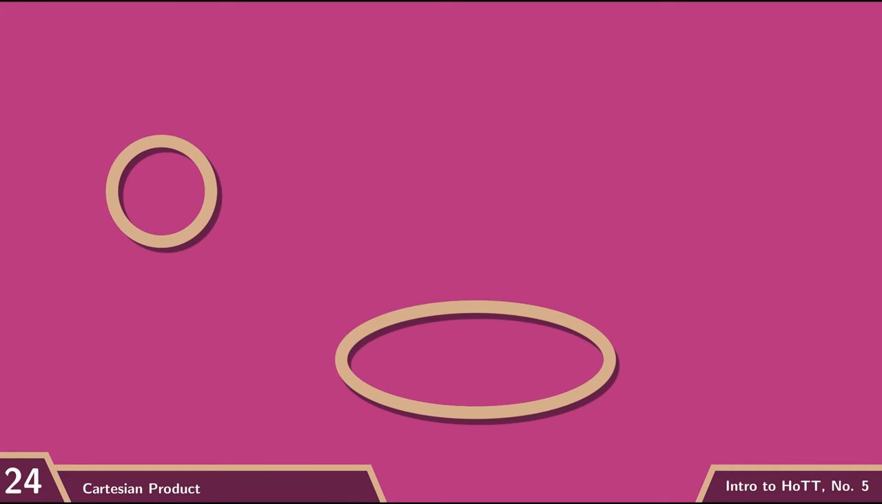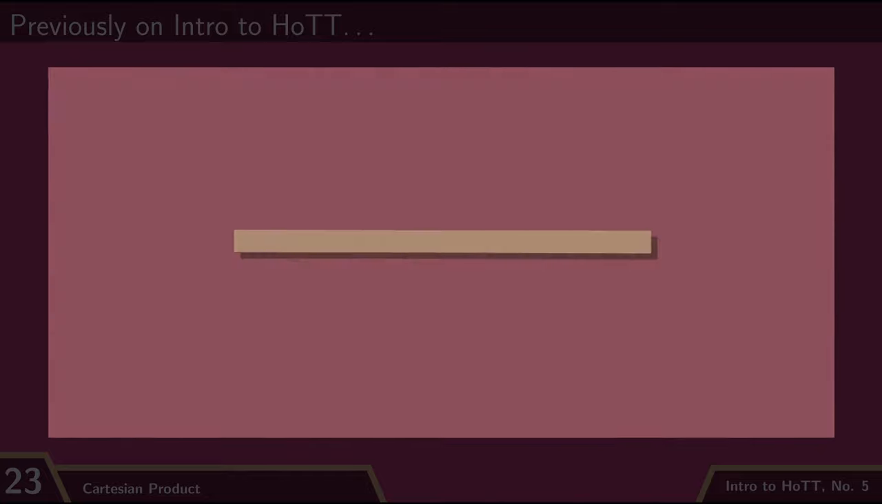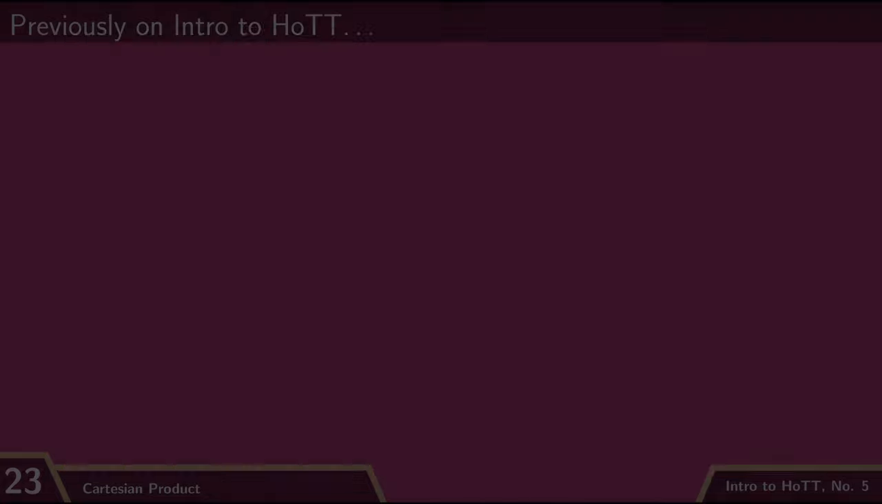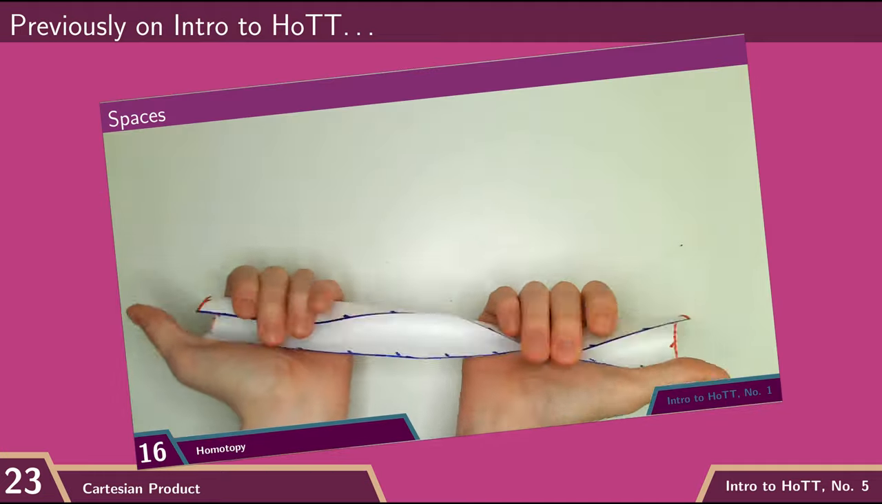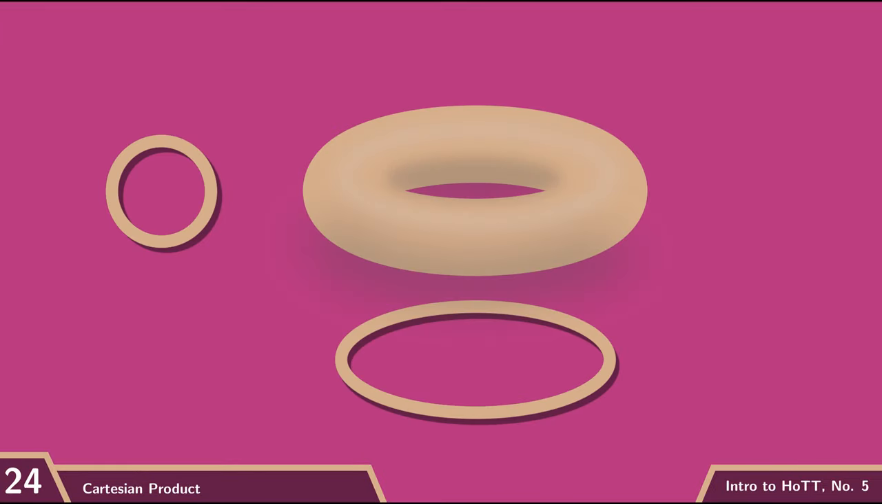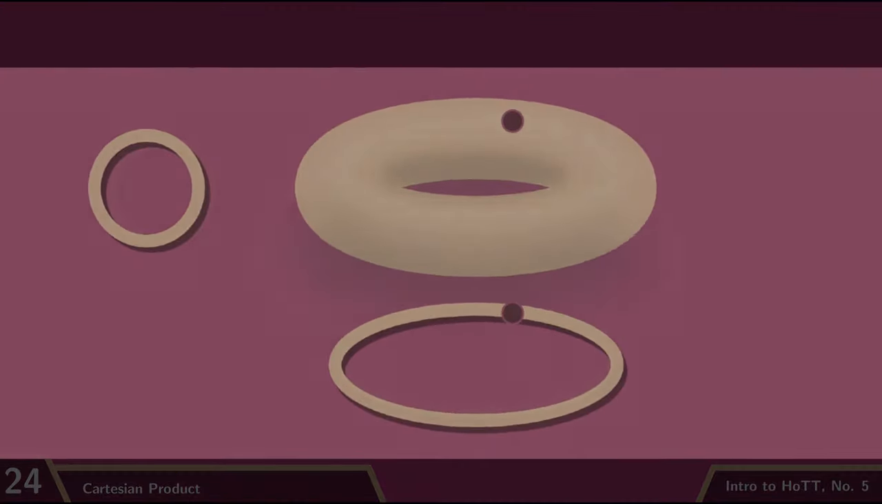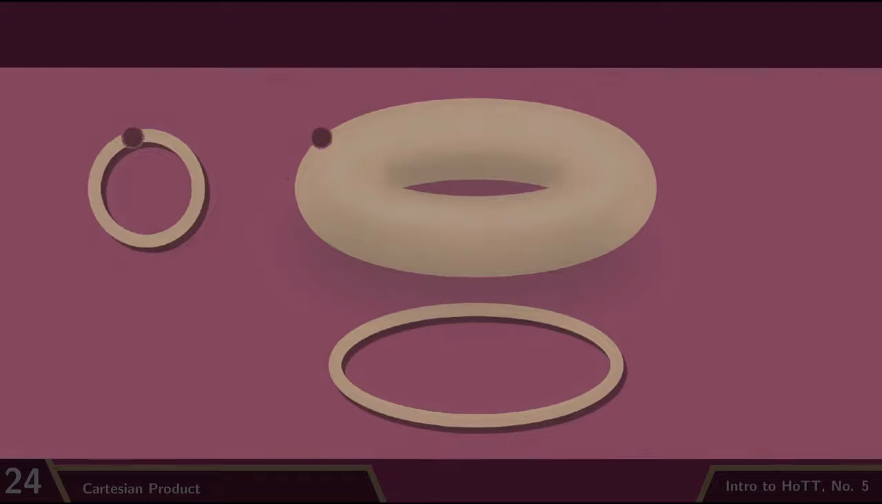Here's a trickier one. What if both my axes are circles? Here's how I think of it. A circle is what you get when you take the two ends of an interval and stick them together. So if we take a tube and connect its two ends together, you might remember from several videos ago, we get a torus. And indeed, the points of a torus are just pairs of points on circles. The one coordinate tells you how far around the center hole you are, and the other axis says how far around the circumference of the tube you are.